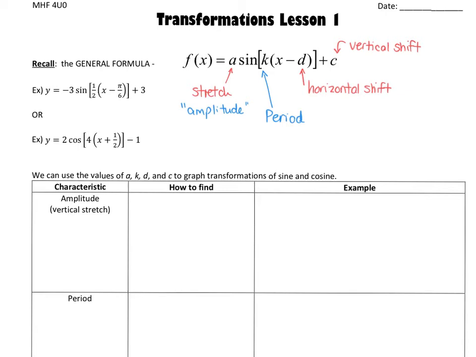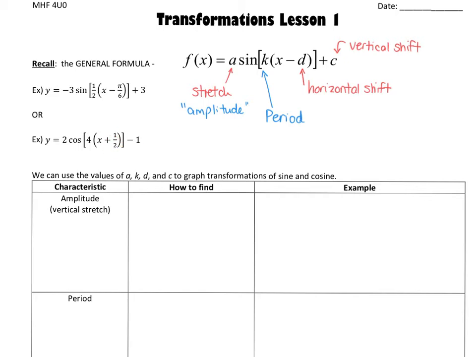So just a couple of examples here just so that you can see it. In this first one, you can see it has a stretch of 3. Now it also has a reflection, which we'll deal with separately. The K value is a half. Note it has to be factored right here. This is shifting right pi over 6 and up 3. And in the second example, it's a cosine curve instead. It's got an amplitude of 2. It has a K value of 4. It's shifting left a half and down 1.